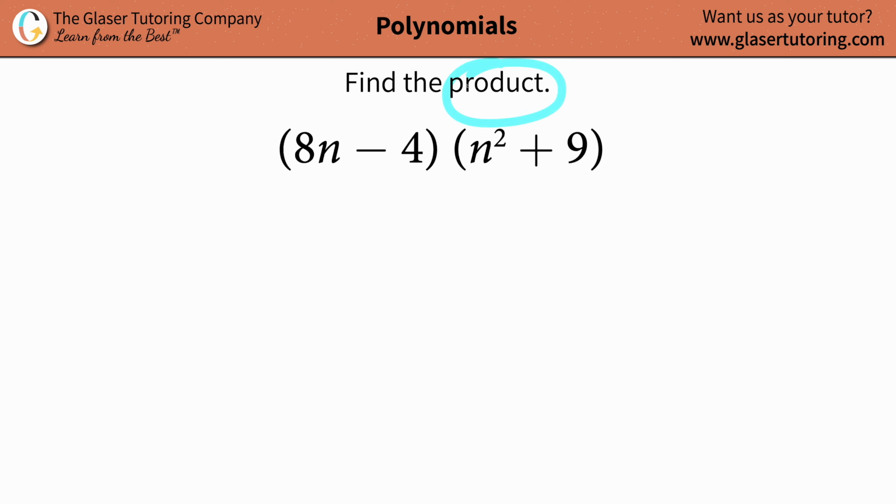We have to find the product. Now, product is just a fancy word for saying, let's multiply some things together. So we're doing some multiplication. Okay, so we got two sets of parentheses here. We got a binomial here, right? 8n minus 4, and that is being multiplied by n squared plus 9.